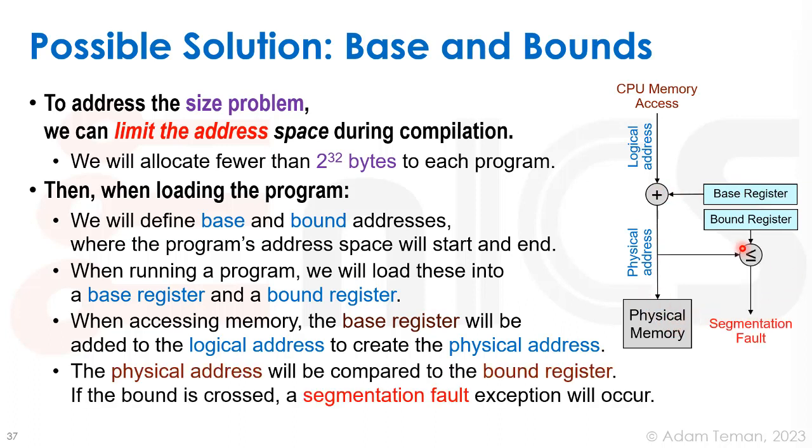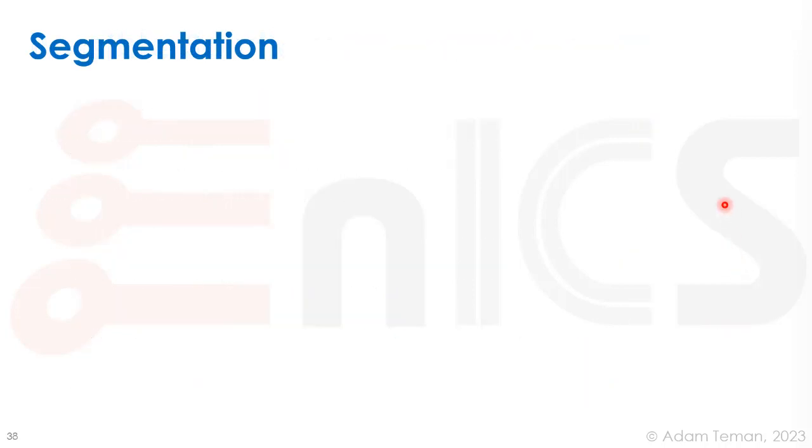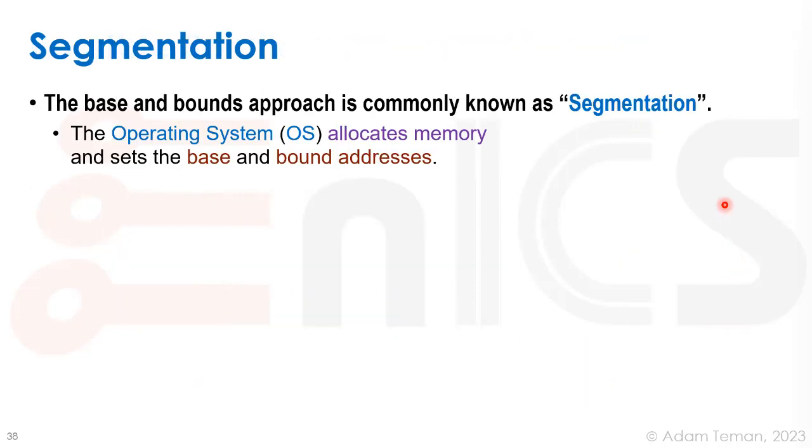In addition, we'll have the bound register, which says what the maximum address is that we're allowed to access with this process. Therefore we'll take the physical address that comes out and compare it to the bound register. And if we went beyond what our bound was supposed to allow, then we get a segmentation fault. This type of approach is called segmentation.